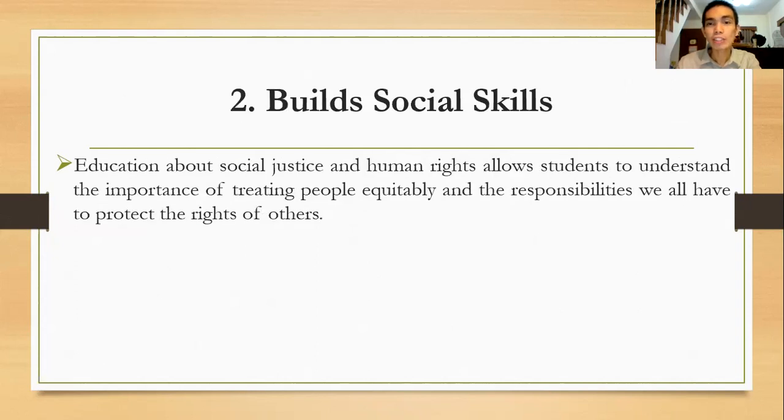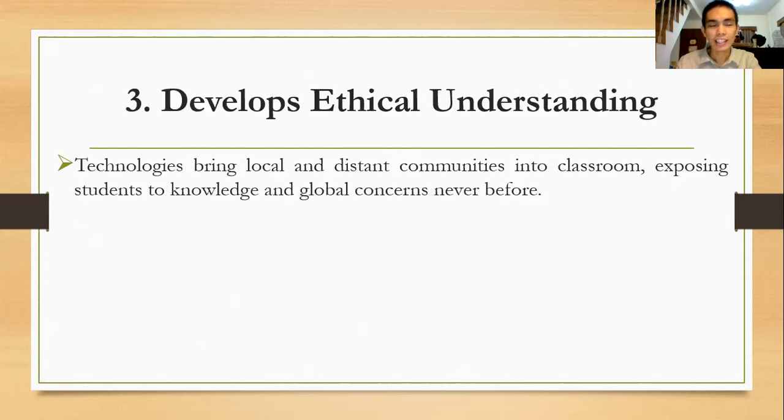Okay, right? Build social skills. Education about social justice and human rights allows students to understand the importance of treating people equitably and the responsibilities we all have to protect the rights of others. Okay, so once they know every person has rights, they will build social skills, and they will exercise that, and then they will treat everyone as a person. Okay, develop ethical understanding. Technologies bring local and distant communities into the classroom, exposing students to knowledge and global concerns never before. Okay, develop ethical understanding.